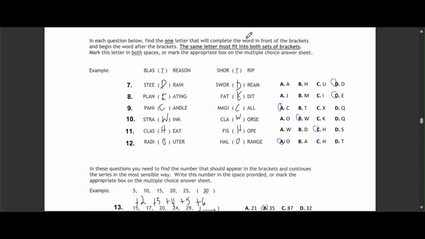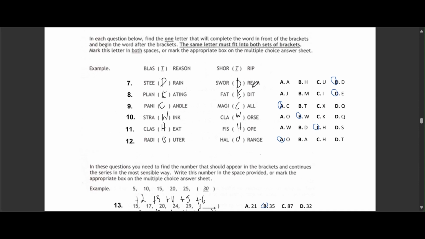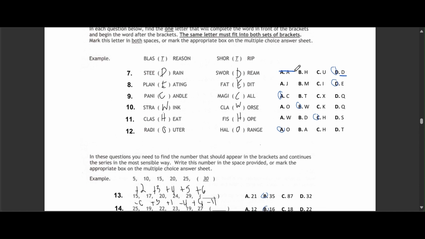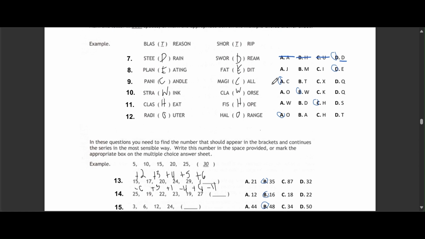Question 7. We have STE_ blank RAIN and SWOR_ blank REAM. Our options are A, B, H, C, U, D, D. The correct answer here is D. If we put a D in the first blank, we get steed and drain, which are both real words. And in the second pair, sword and dream are also valid words. If we try the other options, like A, we'd get S-T-E-E-A and A-R-A-I-N, which aren't actual words. Same goes for B, which would give us S-T-E-E-H and H-R-A-I-N, and C, which would make S-T-E-E-U and U-R-A-I-N, none of which work. So D is our answer.